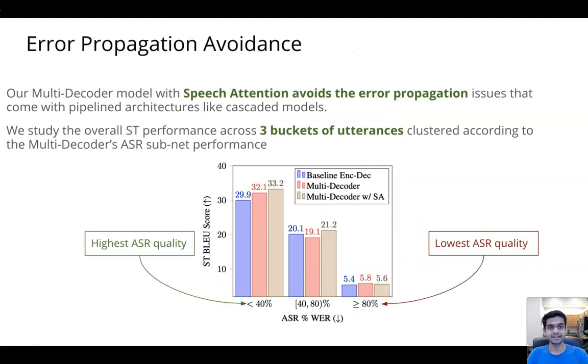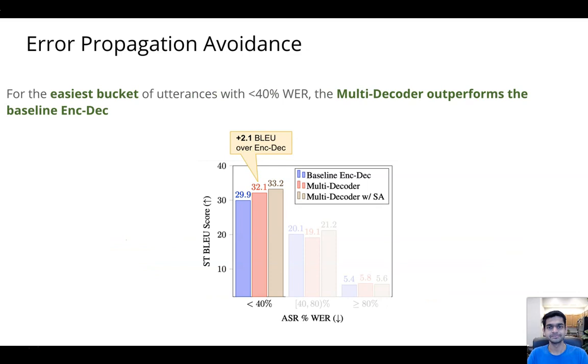We also conducted a study on error propagation. While the multi-decoder without speech attention is susceptible to this problem, the multi-decoder with speech attention, we expect, is able to avoid a lot of this error propagation effect. To study this difference, we split our dev set into 3 buckets of utterances according to the multi-decoder's ASR subnet performance. We found that on the easiest bucket, the multi-decoder manages to outperform the encoder-decoder baseline. This is as expected since the error propagation effect here would be less severe.